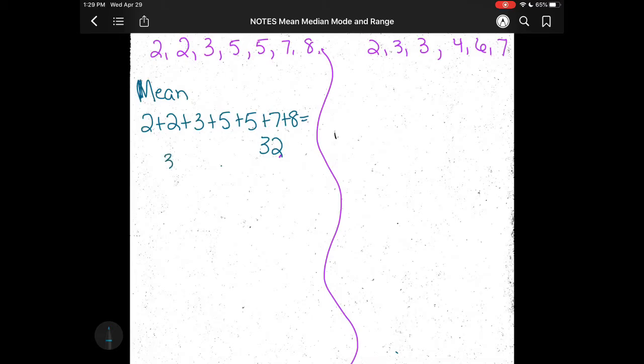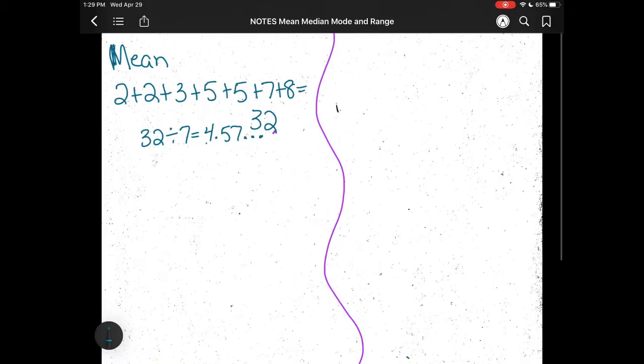And we're going to say 32 divided by 7 equals 4.57, and it's a bunch of decimals. 4 and 57 hundredths. So the mean is 4.57.